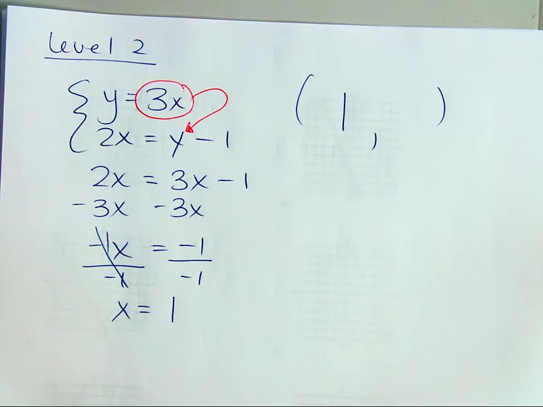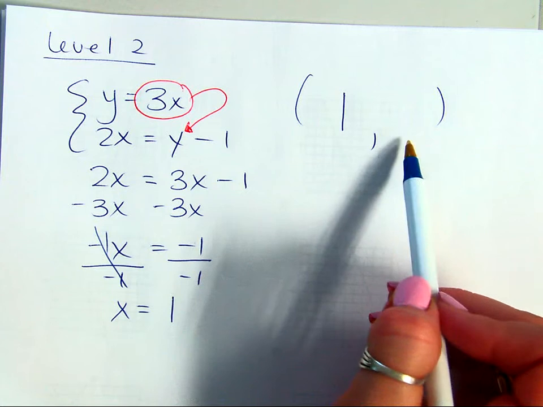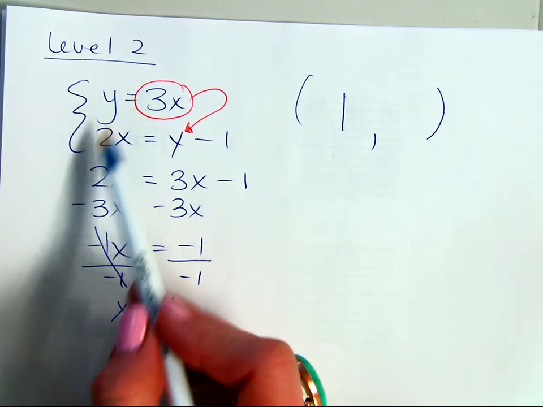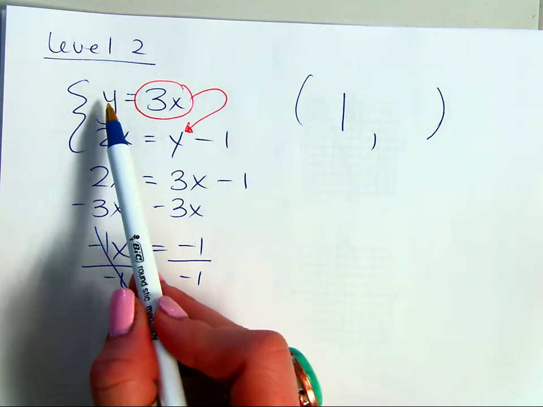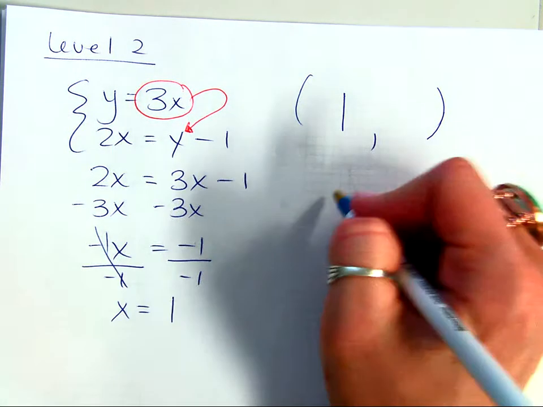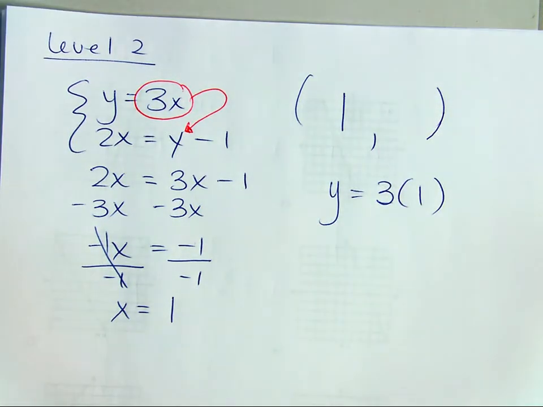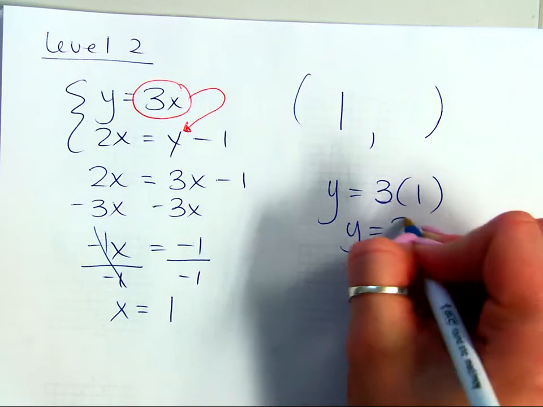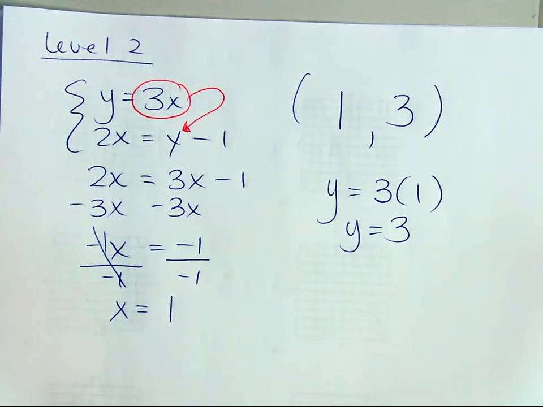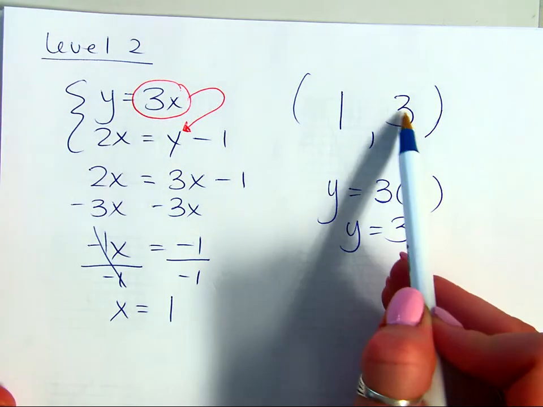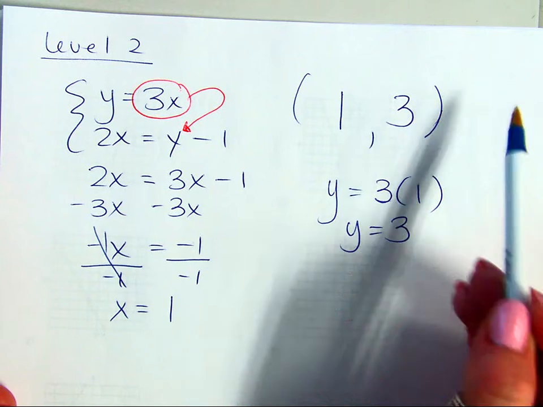And I'll give you a minute to think about what you do to figure out the y. I'm solving for y. So which equation would you want to use to put the x into? The one that y is already solved for. So we'll do that. And what's 3 times 1? 3. Let's just kind of see if we're right. Is my y value, whatever the x value is, times 3? 3 is equal to 1 times 3, so it works.